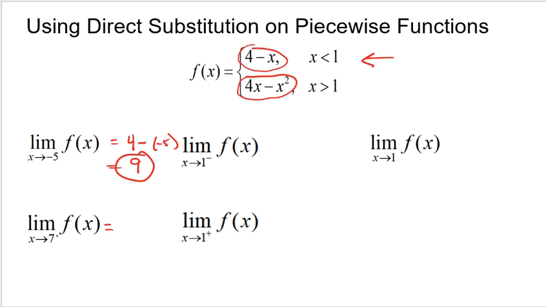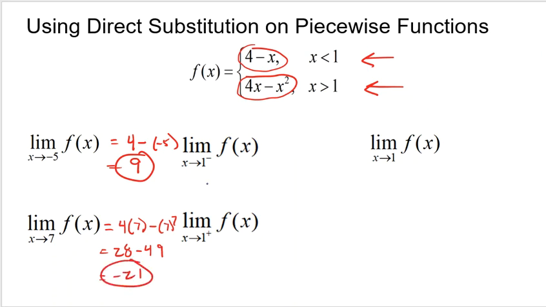All right, let's do this next one here on the bottom. What is the limit as x approaches 7? So once again, direct substitution says plug it in. But where do I plug it in? Well, 7 is greater than 1, so I'm going to plug it into this second one. 4 times 7 minus 7 squared. 4 times 7 is 28. 7 squared is 49. 28 minus 49 is -21. Hey, that's a number. That means that's my answer.